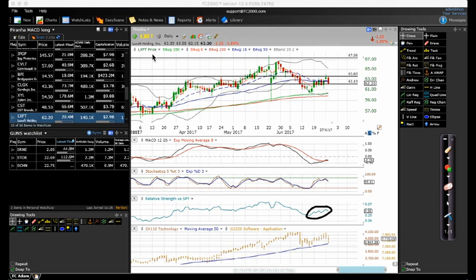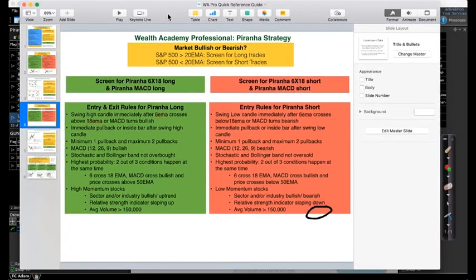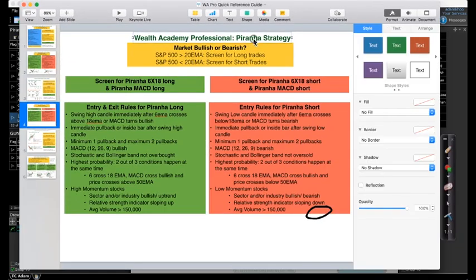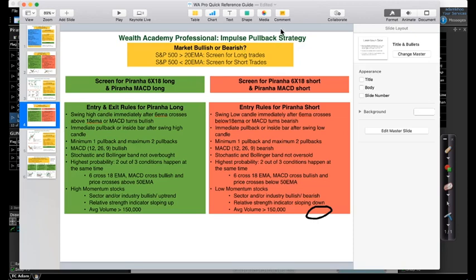So that is how I screen for stocks every day and how I run it through my checklist. Now, again, if there are so many things that you think you have to consider, I've created a kind of quick reference checklist for you, which is part of the resources you can download, right, over here. So you can see that this is the piranha strategy. By the way, I also call it the impulse pullback or piranha, it is the same thing. The first thing again I look at is the S&P 500. If it's above the 20 EMA, I screen for long trades. And these are all the criteria that I just went through.